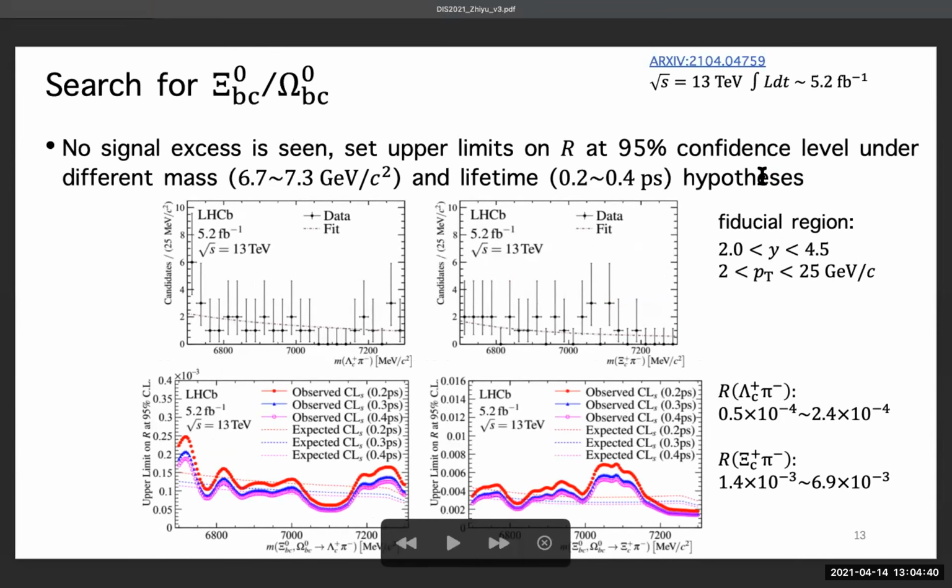In this fiducial range, the pseudorapidity is from 0 to 4.5, and the pT from 2 to 25 GeV. The upper limit is set according to the predictions of doubly heavy baryons, with the mass from 6.7 to 7.3 GeV, and the lifetime from 0.2 to 0.4 picosecond. The upper limit for the Xi c pi mode is from 0.5 times 10 to minus 4 to 2.4 times 10 to minus 4. And for the other mode, the upper limit is from 1.4 times 10 to minus 3 to 6.9 times 10 to minus 3.